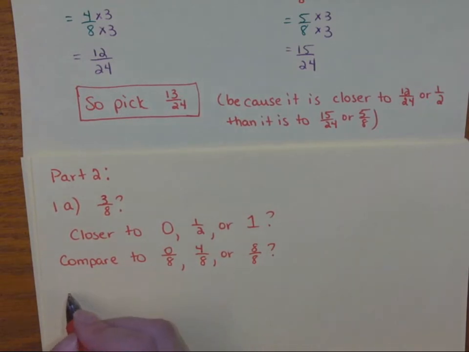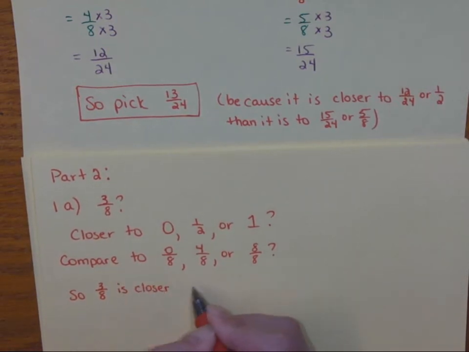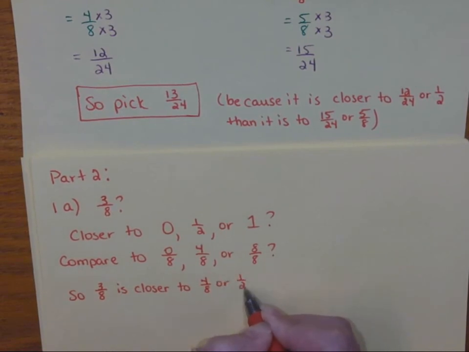So now we can really say what I would want to say here. So I'm going to kind of describe this. So now notice that 3/8 is clearly closer to 4/8, right? So 3/8 is closer to 4/8 or 1/2, right? Because 4/8 was just another representation of 1/2, okay?